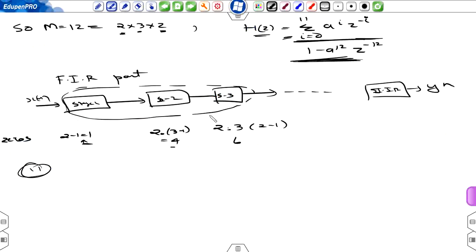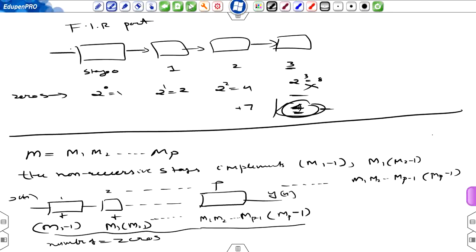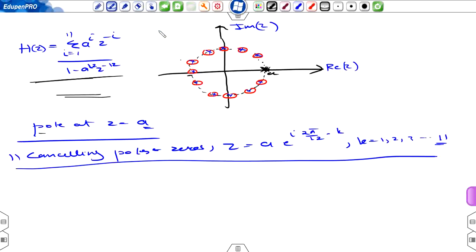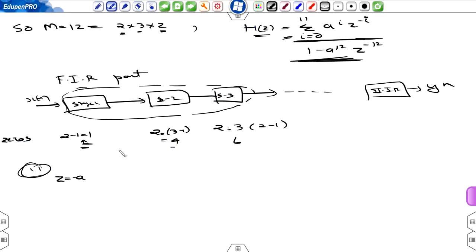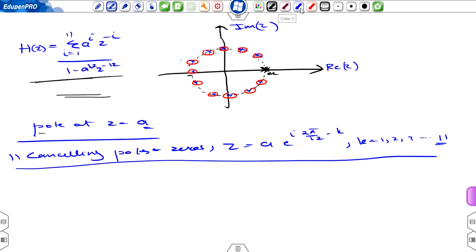Now coming back to this decomposed FIR part, this stage has 1 zero, this has 4 zeros, and this has 6 zeros, and now it is up to us which zero we want to include for which stage. So this has 1 zero, let this be z equal to minus a. I decided to include this zero for my stage 1. This has 4 zeros, so I can include any 4.